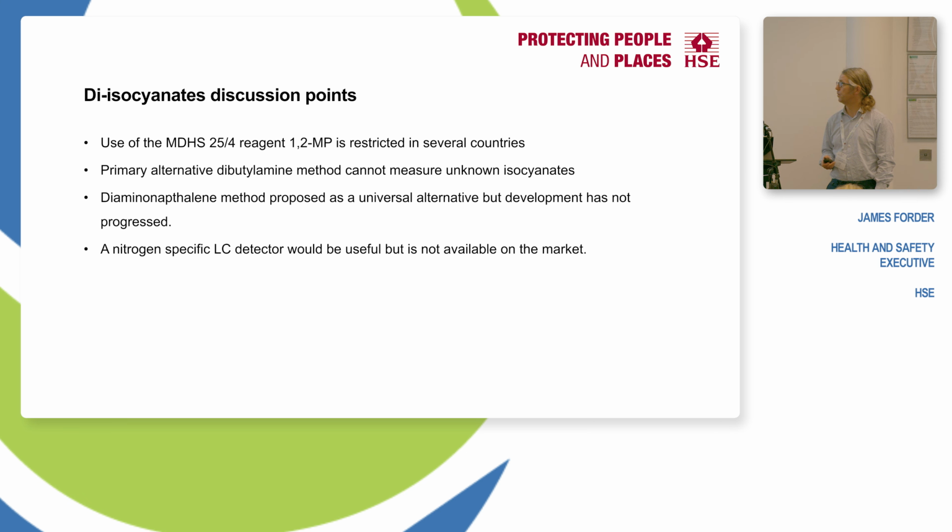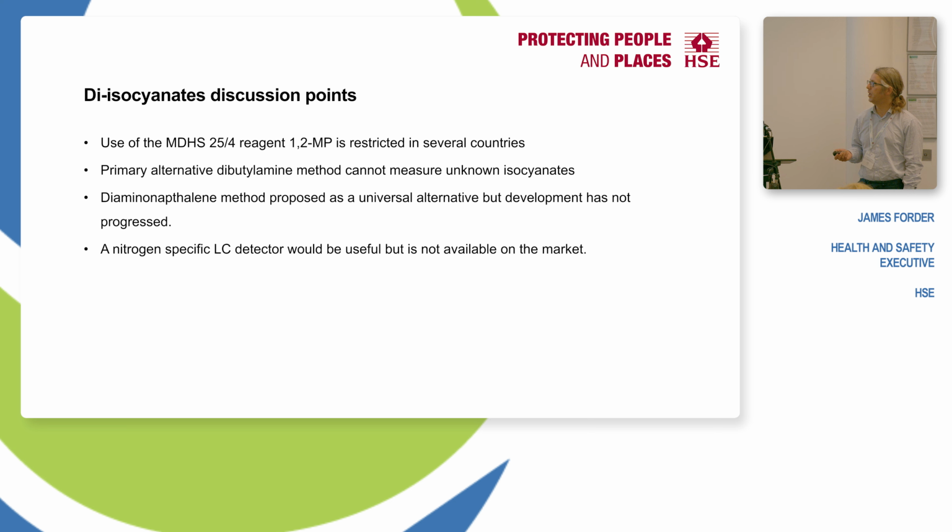Just a few discussion points for anyone who's interested in diisocyanates. A big problem with the method is that 1,2-methoxyphenylpiperazine is restricted in several countries, including the UK. You need a special license from the government to handle and transport it because it comes under misuse of drugs regulations. Therefore, alternatives are always being sought. The alternative is the dibutylamine method, which is used in many countries. But unlike HPLC, you can only see what you're looking for. So it's not recommended for use in the UK.